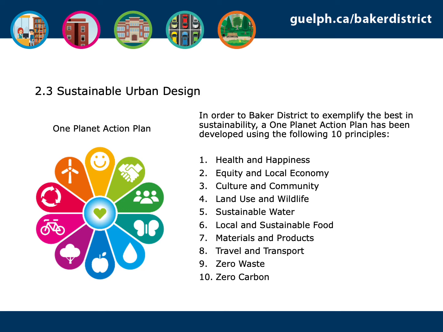future generations. One Planet Living responds to the environmental and social challenges that confront our communities and cities by providing a framework that acts as a roadmap towards a more equitable, sustainable, and regenerative future. At the Baker District, One Planet Living has been used to ensure its residents, workers, and visitors can live, work, and play within the Earth's resources. The One Planet Action Plan addresses all 10 of the One Planet Living sustainability principles. Outcomes, indicators, and targets have been created for each of these principles, which will help guide decision-making now and in the coming years.